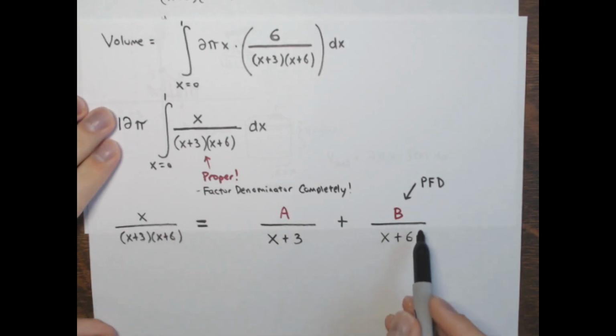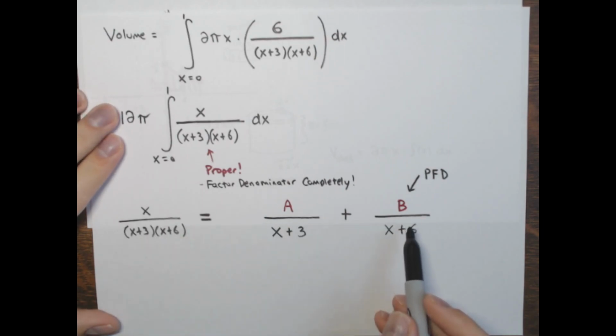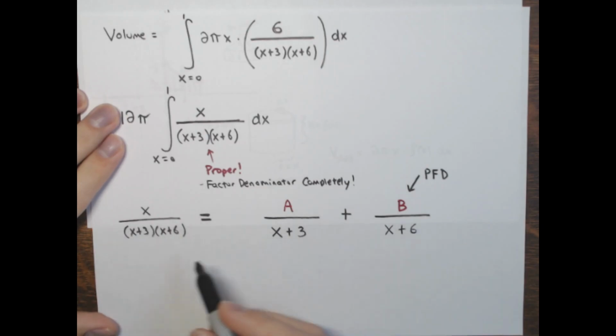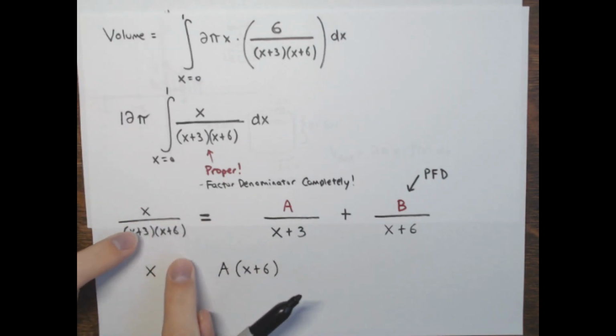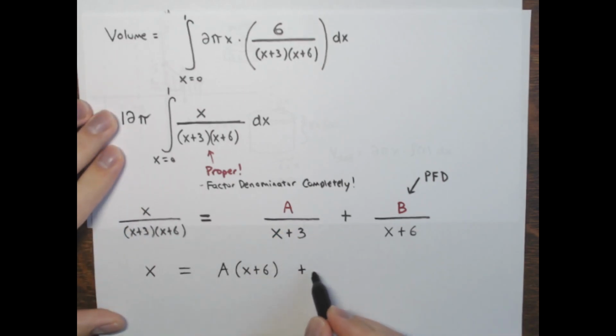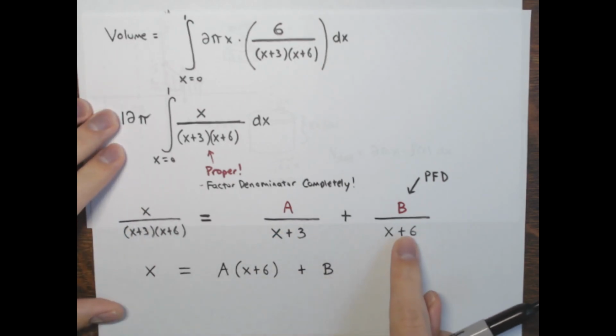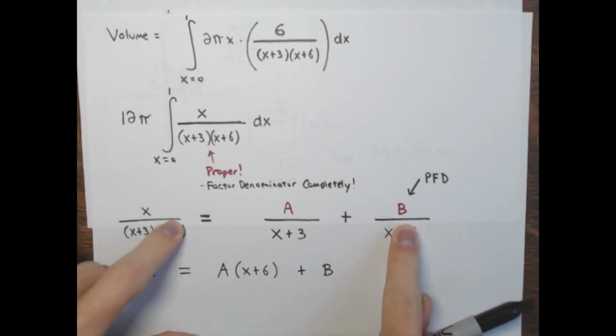All right, so now I want to find a and b. I got this identity here. I want this to be an identity, true for all values except for -3 and -6. Multiply through by the denominator, right? So x must be the same as a times x plus 6. All right, if I multiply this fraction by that denominator, the x plus 3's will cancel, right? So I'll have a times x plus 6 plus b, and this fraction times this denominator, the x plus 6's would cancel. You'd have b times x plus 3.